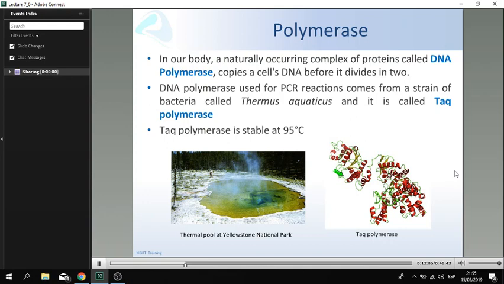Then we need an enzyme that's actually going to be putting those nucleotides to their complementary pairs to copy DNA.